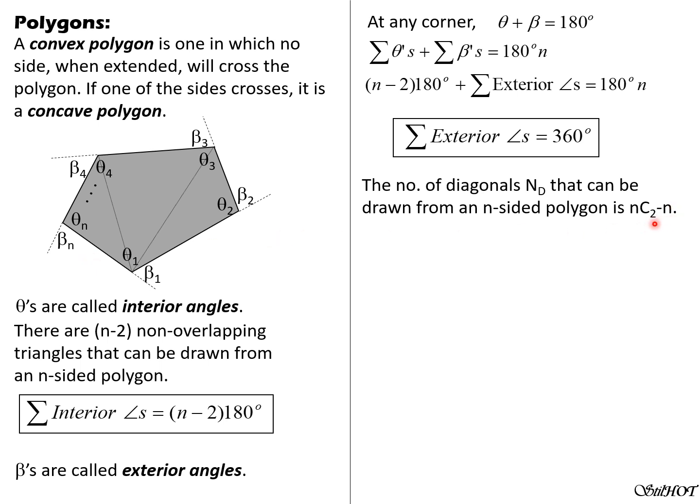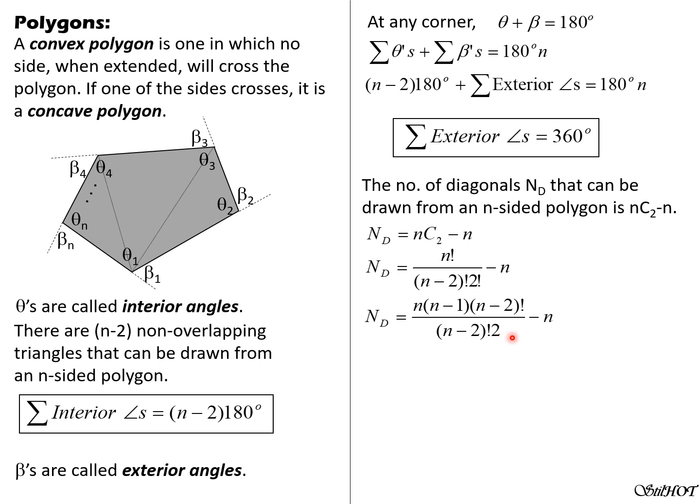The formula for nC2, remember, is n factorial all over n minus 2 factorial, then divided by 2 factorial. So nd is nC2 minus n. nC2 is n factorial all over quantity n minus 2 factorial times 2 factorial, minus n. Simplifying, this is n times n minus 1 times quantity n minus 2 factorial divided by n minus 2 factorial times 2, because 2 factorial is 2. So we cancel out n minus 2 factorial. Simplifying further, that would be n times n minus 1 all over 2 minus n.